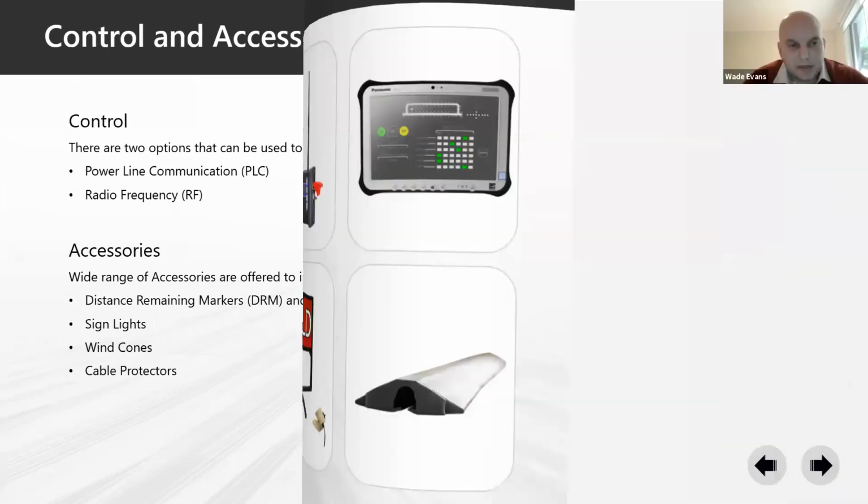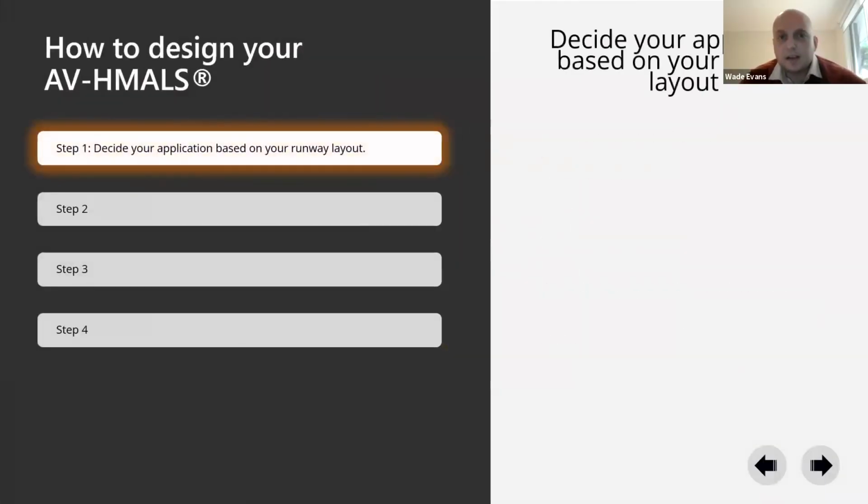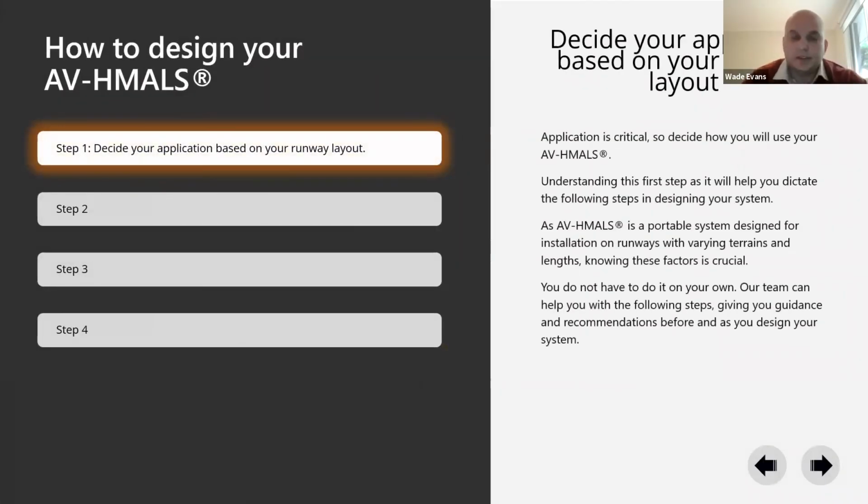So that's a bit about the product. Next, we'll walk through a step-by-step process of how you define your HMALS system. And this is the same process that our sales team and our AVLite team would utilise in order to help you move through the AV-HMALS product line and decide what is the best configuration for your given application. So step one is always to decide the application and the runway layout for your implementation.